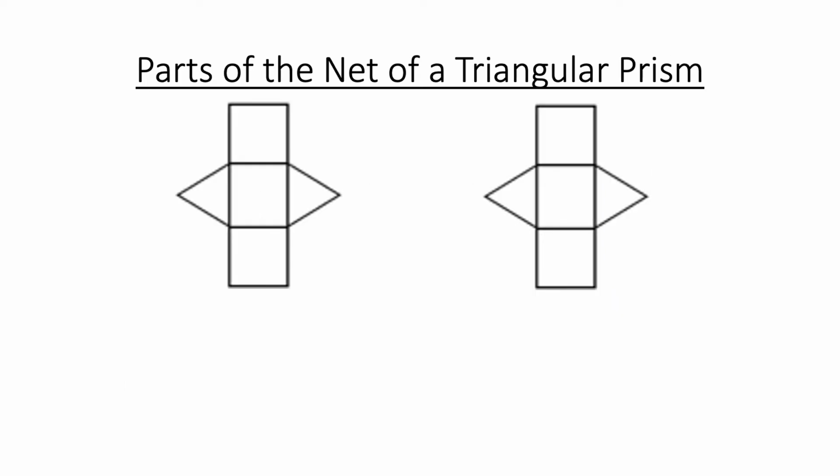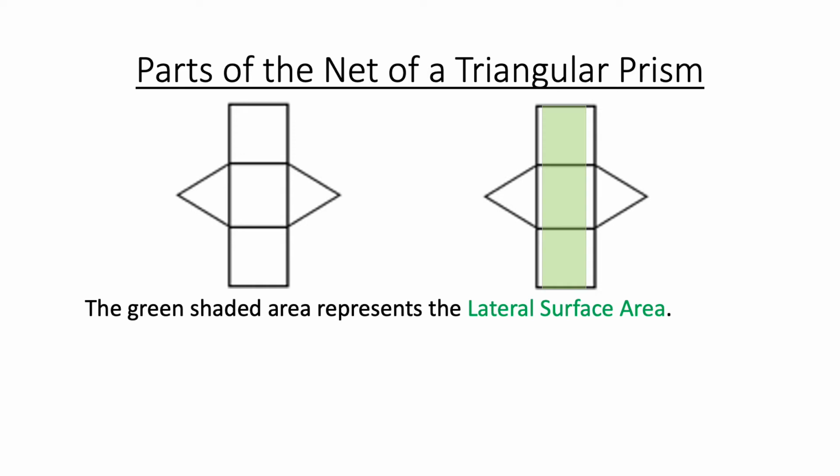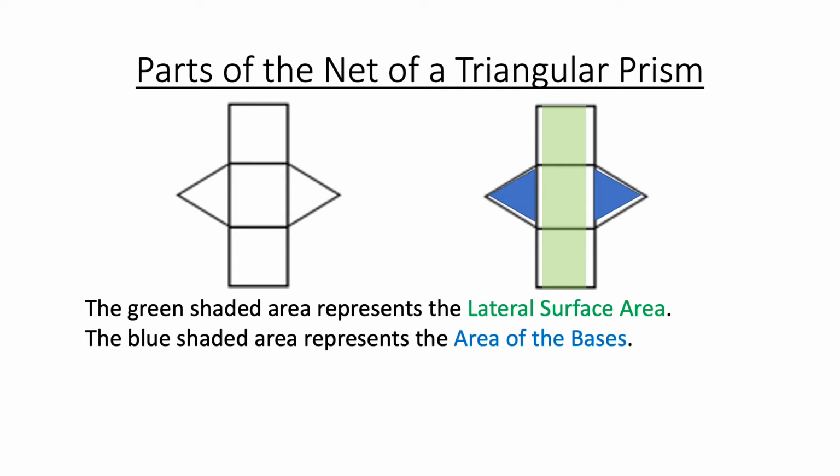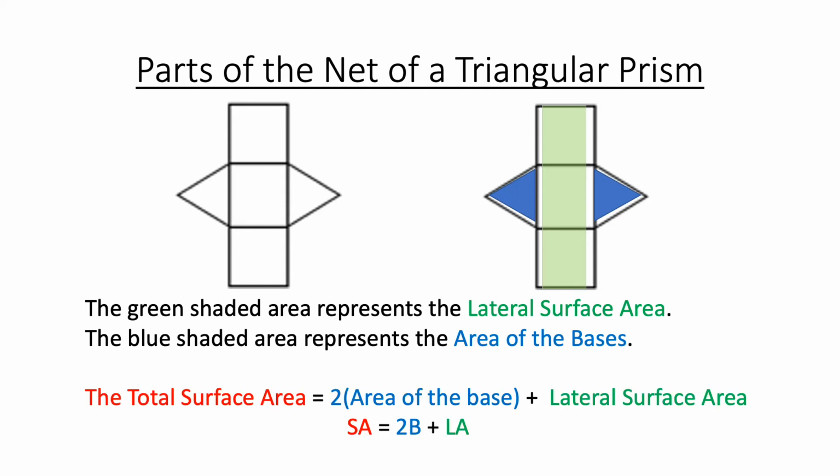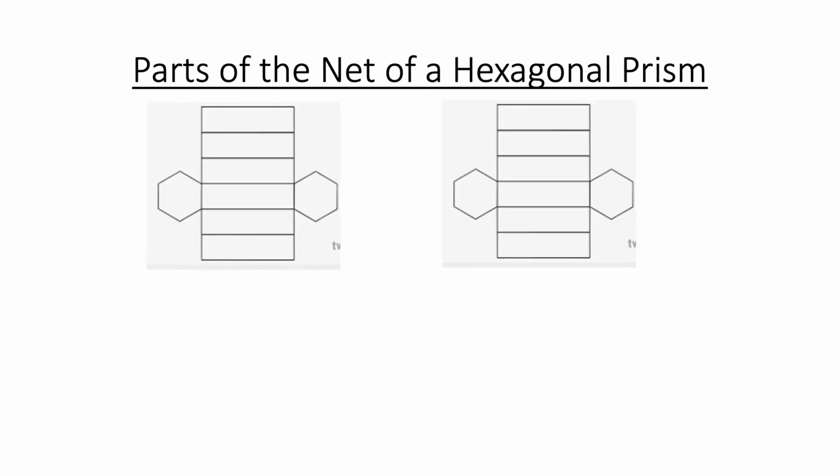If we look at a triangular prism, again, the green shaded area is the sum of the rectangular faces, or the lateral surface area. The blue shaded area would be 2 times the area of a triangle, or the area of the bases. And again, the equation would be 2 times the area of the base plus the lateral surface area to find the total surface area.